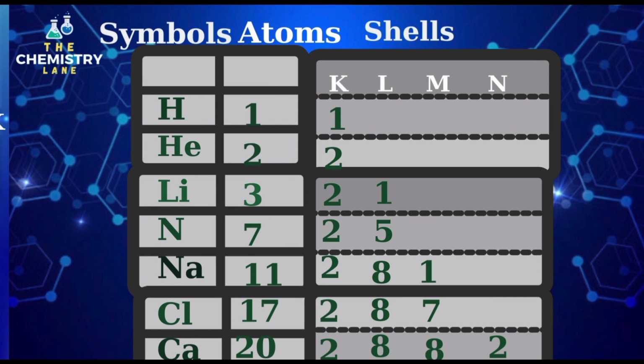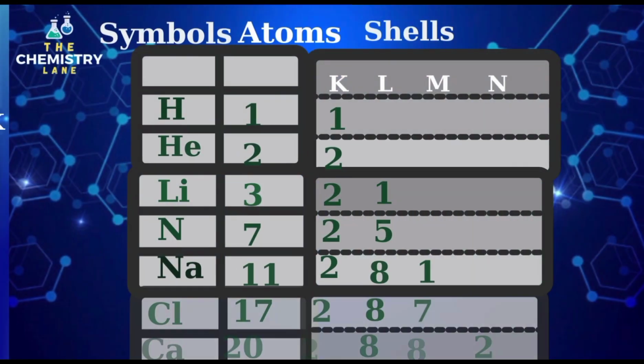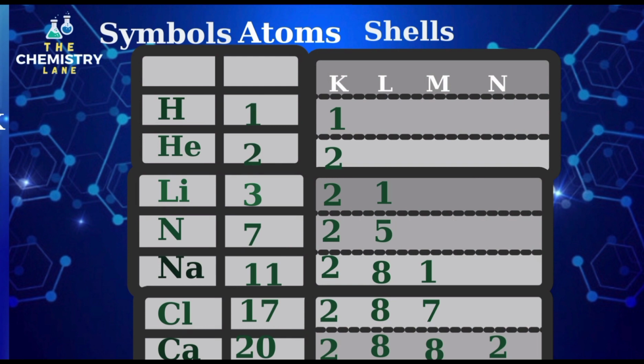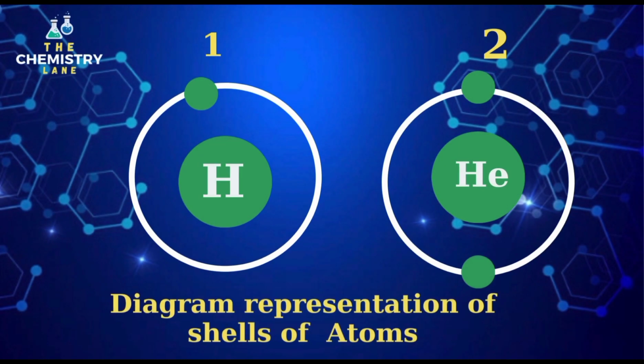electron in lithium, which is L, followed by nitrogen with atomic number 7 takes 2 and 5, sodium takes 2, 8 and 1. Remember, the L shell cannot take more than 8, so the remaining 1 of sodium has to go to the M shell.